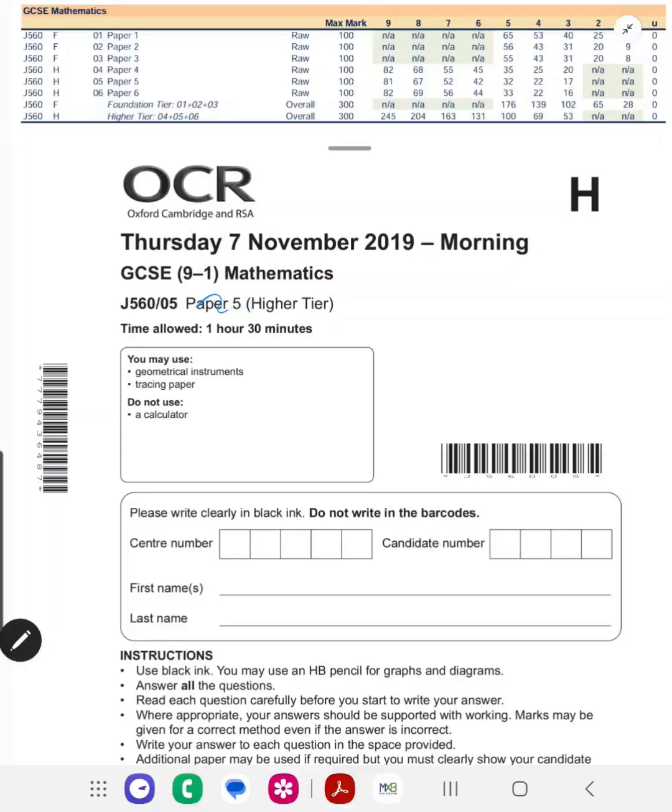So we're doing OCR's Paper 5, the higher tier maths paper, no calculator, from November 2019. And if we just have a look at grade boundaries, Paper 5, you need 22 marks for a 4, 32 for a 5, all the way up to 81 marks for a grade 9 on this paper.